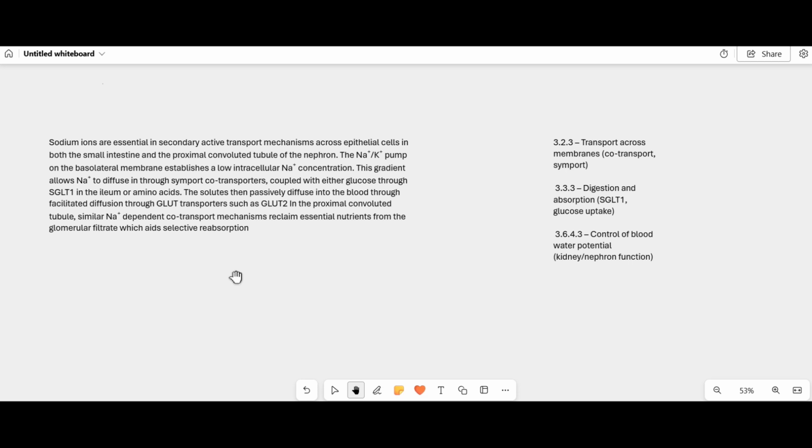into the blood, yeah. So that's going to touch on topic 2, topic 3, and also topic 6 here, because you're talking about digestion. You're talking about transport, topic 2, and you're also talking about control of blood water potential, all of that. That's topic 6. Alright, cool.